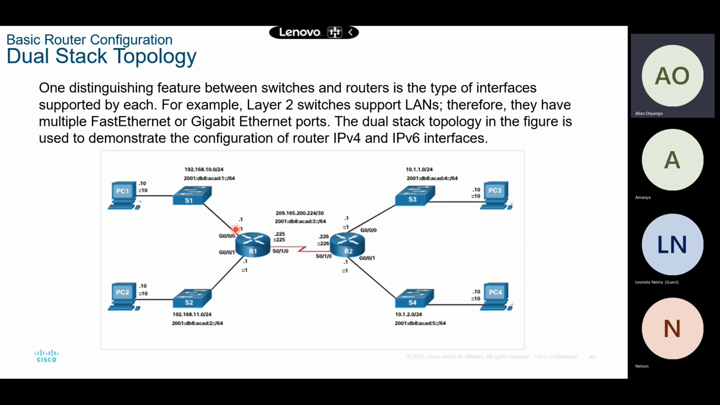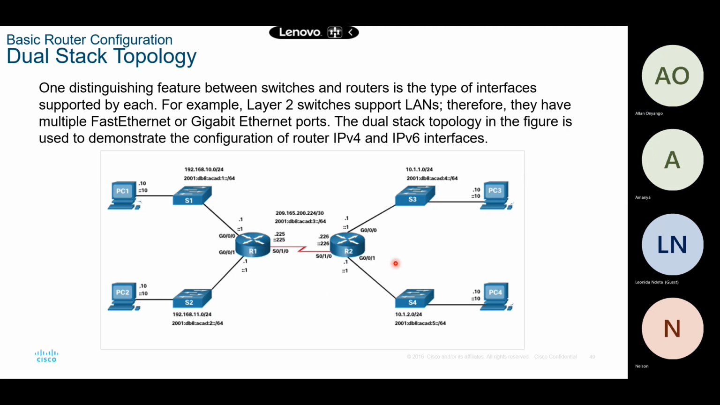So the interface of a router is always the determinant of how many networks there are. This is one network. This is another network. Even if they have 1,000 switches here, this is one network. This is the third network linking R1 and R2. This is the fourth network connected to S3. And the fifth network, yes, connected to S4.